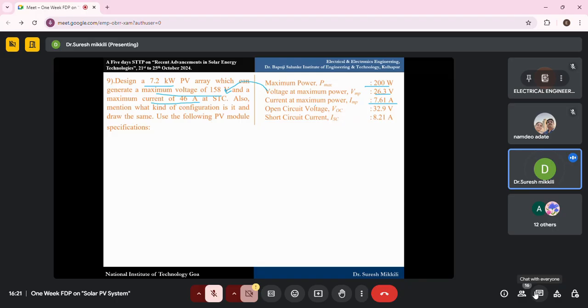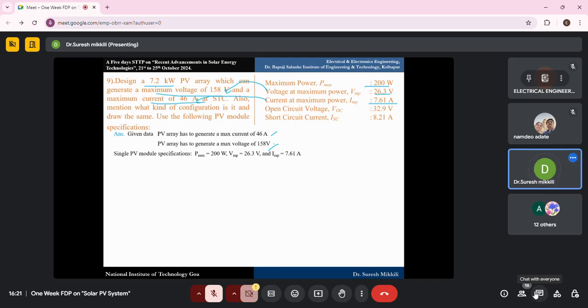Now current at the maximum power is 7.61, and the current of your system is 46 amperes. So it should not be only series or only parallel; it can be series parallel. Now how many modules are in series and how many are in parallel? Can you say? The given data is that the PV array has to generate a maximum current of 46 amperes and a maximum voltage of 158 volts. This is the single PV module specification given to you.